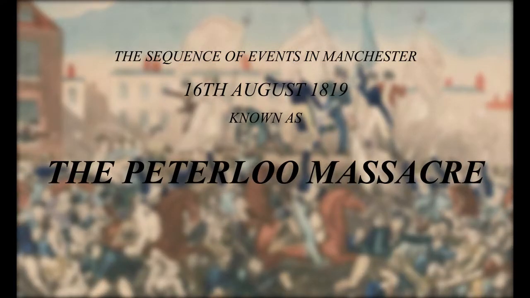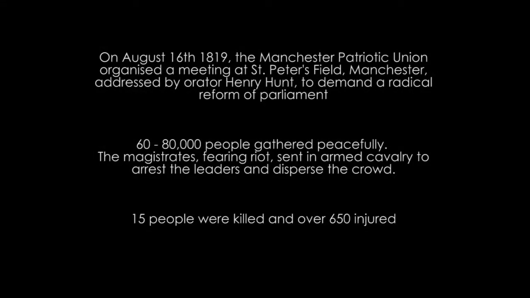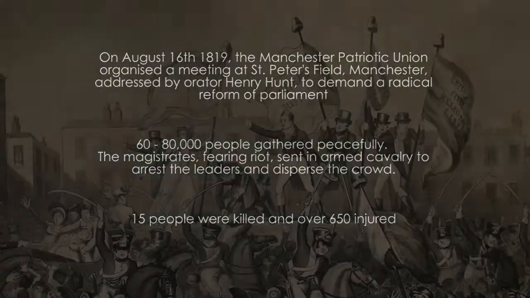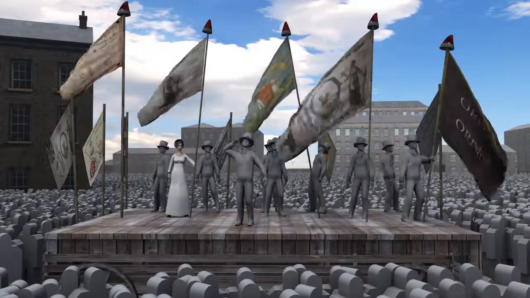This animation shows the sequence of events in Manchester on the 16th of August 1819, known as the Peterloo Massacre. The Manchester Patriotic Union organised a meeting at St Peter's Fields, Manchester, addressed by orator Henry Hunt, to demand a radical reform of Parliament with a vote for all adult men. 60 to 80,000 people from all over the Manchester region gathered peacefully. When magistrates sent in armed cavalry to disperse the crowd, 15 people were killed and over 650 injured.